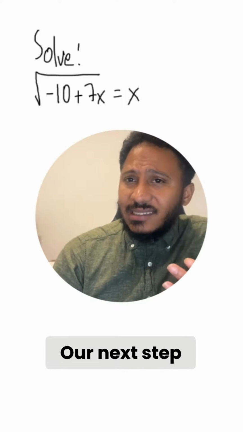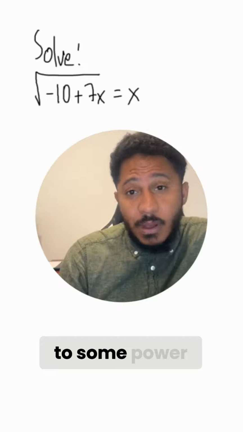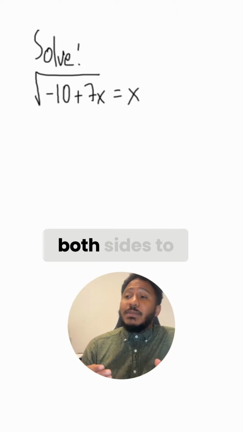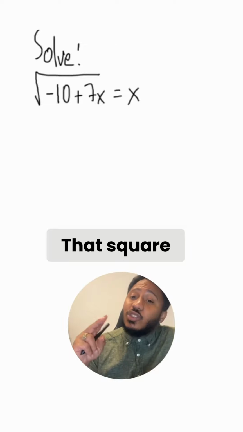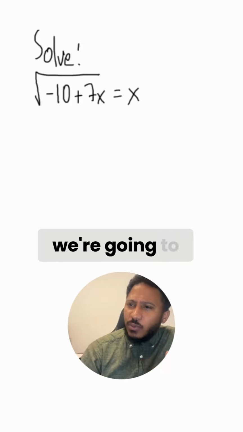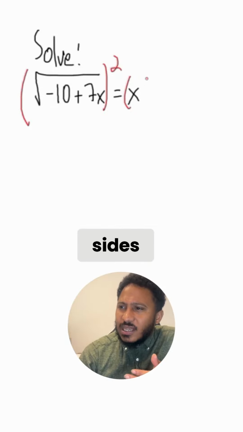Our next step would be to raise both sides of that equation to some power. Since this is a square root, we're going to raise both sides to the second power. That square root and raising it to the second power cancel each other out. So in other words, we're going to square both sides of this equation.